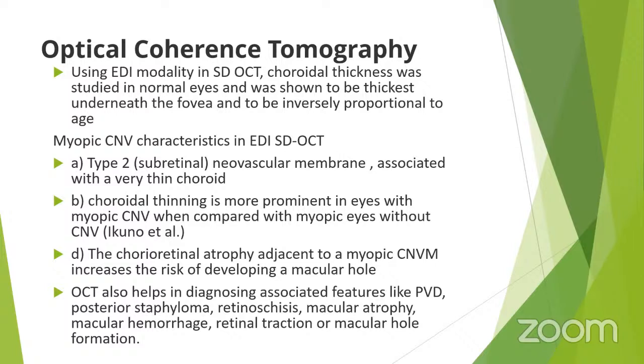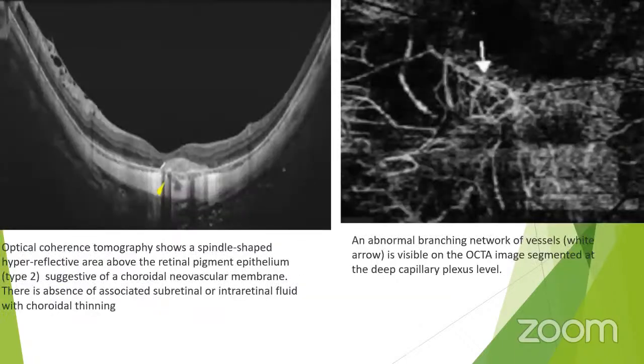Chorioretinal atrophy adjacent to the myopic CNVM increases the risk of developing a macular hole. OCT also helps in diagnosing other associated features like PVD, posterior staphylomas, retinoschisis, macular atrophy, hemorrhage, retinal traction, or macular hole formation. So here, OCT shows a spindle-shaped hyperreflective area above the retinal pigment epithelium, suggestive of choroidal neovascular membrane, and there is absence of associated subretinal and intraretinal fluid and associated choroidal thinning. And on OCTA, we can see an abnormal branching network of vessels located at the level of the deep capillary plexus.